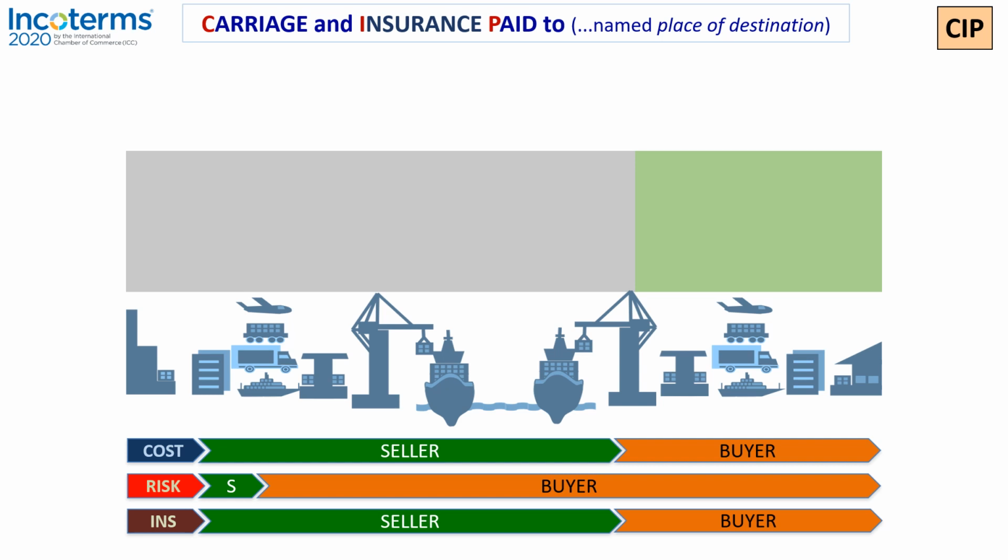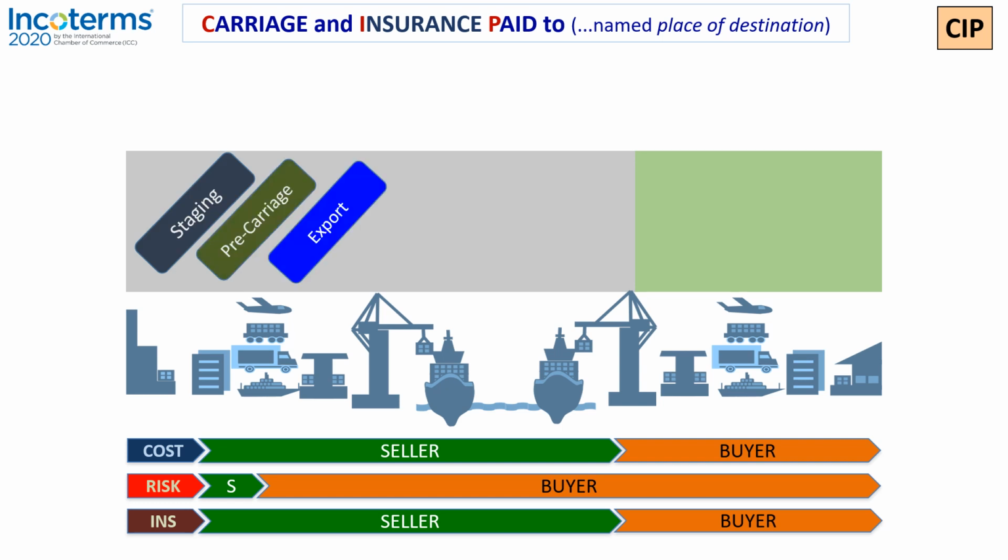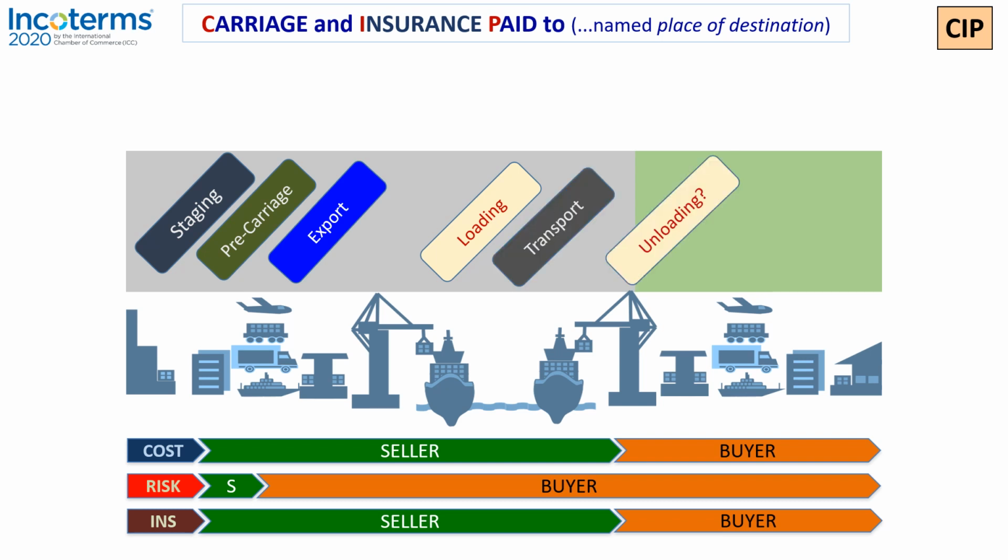So what is the variation here? Let's quickly look at the various elements: staging, pre-carriage, export clearance, loading onto main carriage, main transport, unloading. Again, it's a matter of negotiation, is all done by the seller. And here now we find that insurance is also done by the seller up to the point where they have agreed to transport the cargo or deliver the cargo.